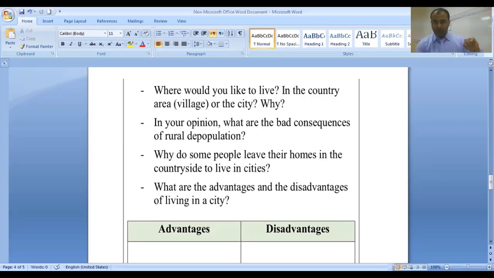Badr. Badr. Would you like to live in the countryside or in the city? Countryside, like Al-Abdali, like Al-Wafra. Badr says, I'd like to live in Al-Abdali. Why, Badr? Tell me, why would you like to live in Al-Abdali? Just write your answer.